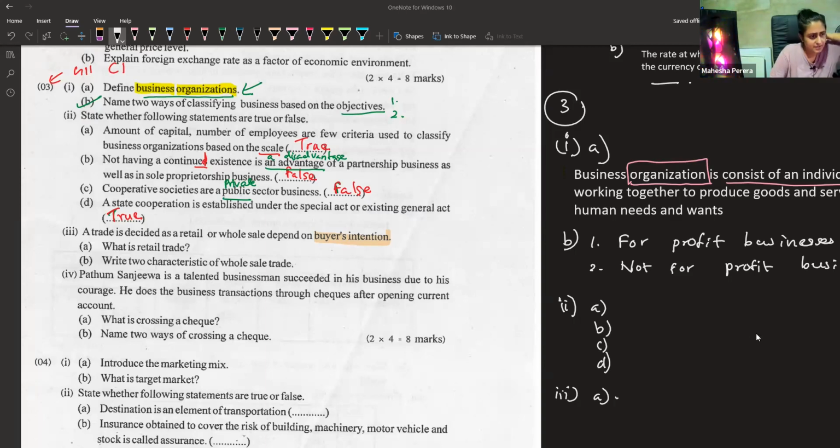Right. Again, next question. Roman figure 4.